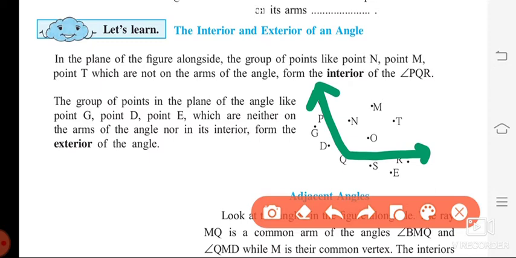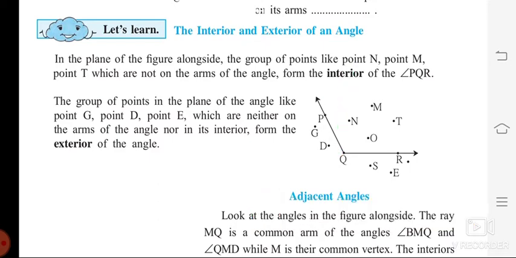Next we have points which are outside. That part is called the exterior of an angle, and the points in that part are called points in the exterior. Which are those points? Points G, D, S, E are the points in the exterior of the angle. Now on the angle also we have certain points. Those are called points on the arms of the angle. Then what are those? P, Q, R are the points on the arms of the angle. So this was about interior and exterior of an angle.